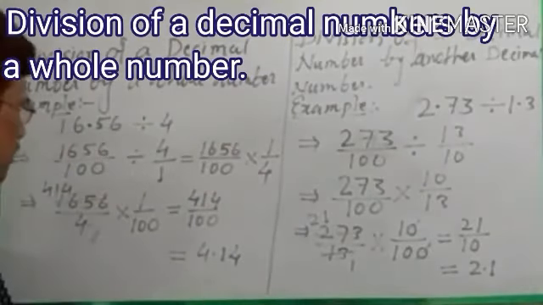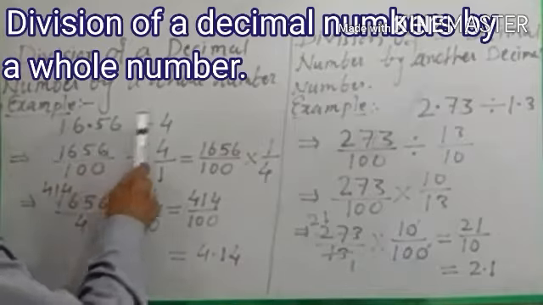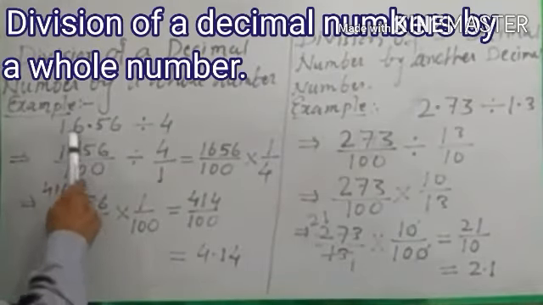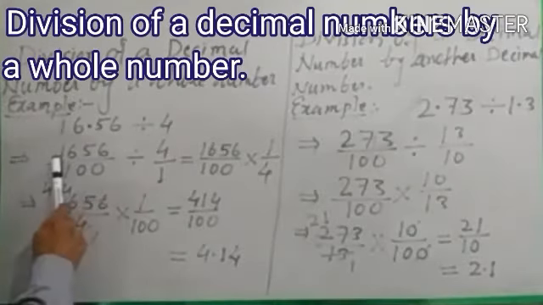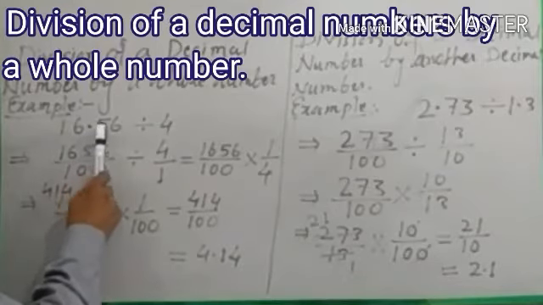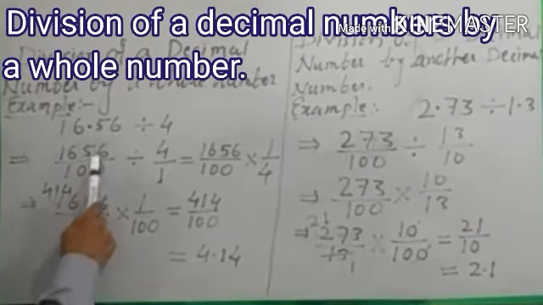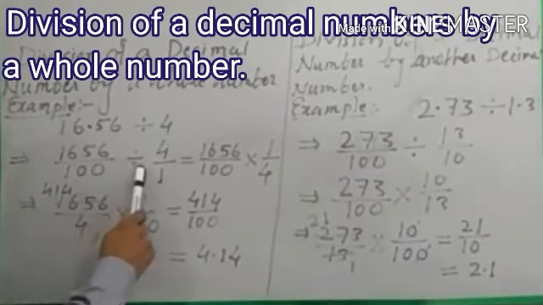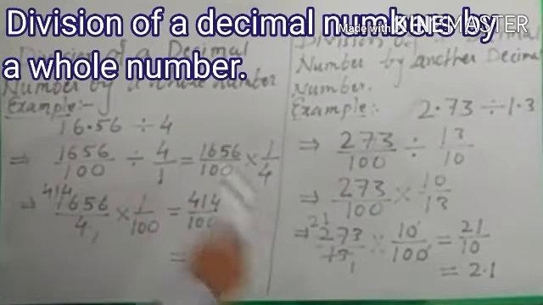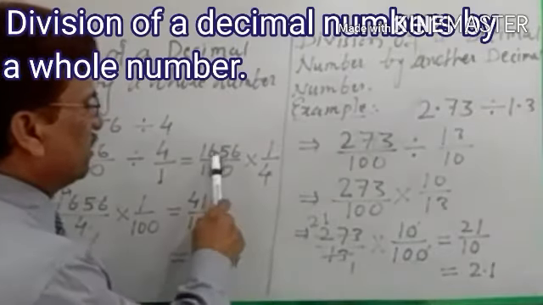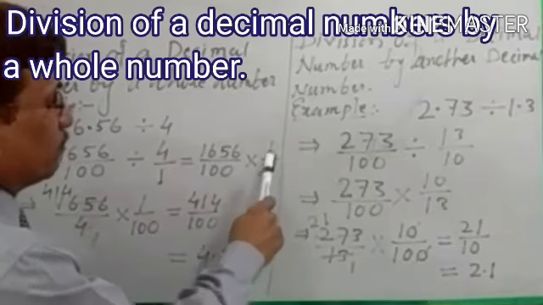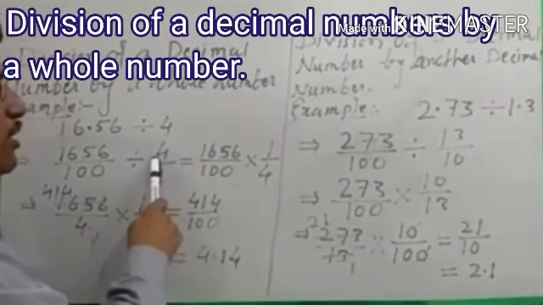Now, division of a decimal number by a whole number. We take an example. If we divide 16.56 by 4, first we have to convert it into fraction. 16.56 is equal to 1656 upon 100 because after decimal 2 digits, so we have to divide it by 100. Divided by 4 upon 1. We can write 4 as 4 upon 1.